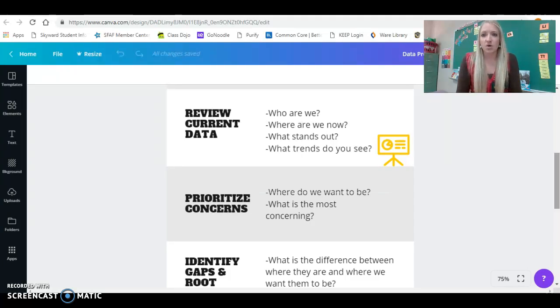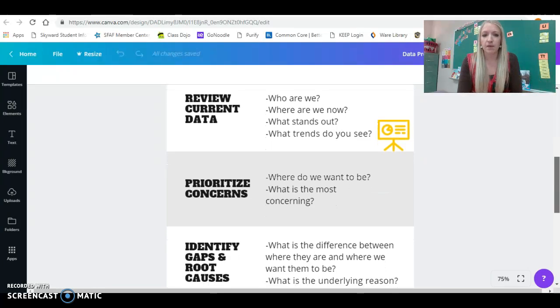But after we get everyone's ideas out on the table, I would like to step into prioritizing the concerns, or targeting one specific area. So where do we want to be as opposed to where we are now? And what is our main focus? What should the first priority, the first step be?